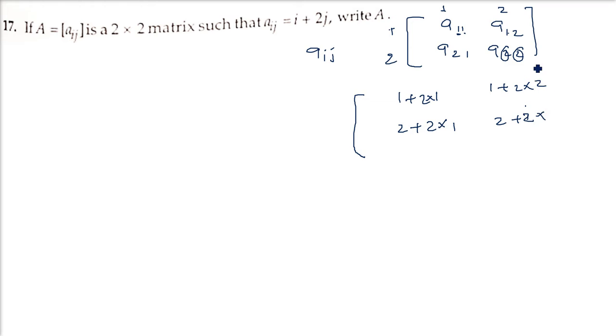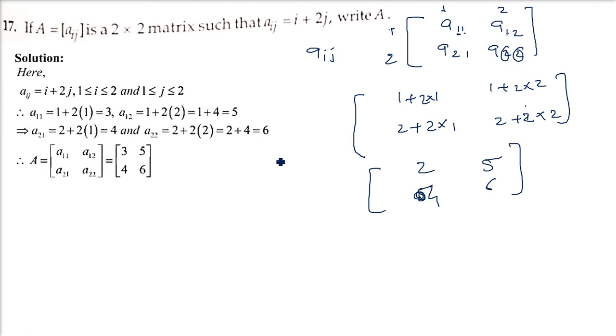So what do you get? See, 1 plus 2 is 3. It is not 2, it is 3. 2 2s are 4, 4 plus 1 is 5. 2 plus 2 is 4. 2 plus 2 is 4 and 2 2s are 4, 4 plus 2 is 6. So the answer is 3, 5, 4, 6. So this kind of questions, there are more questions coming like this.